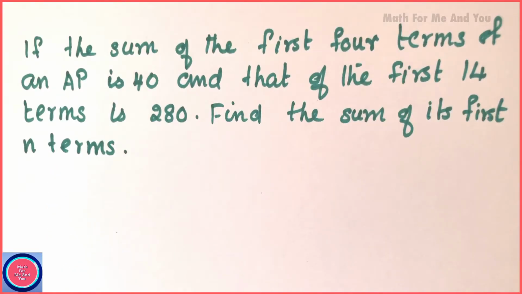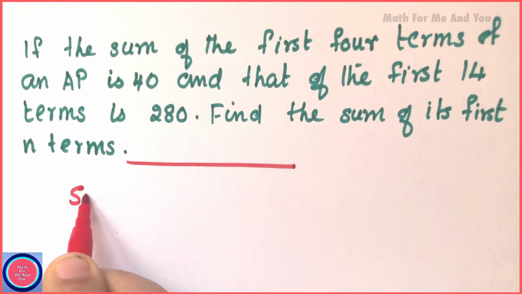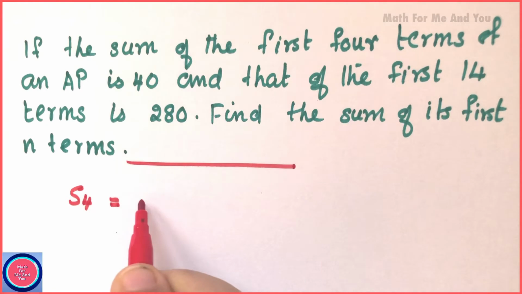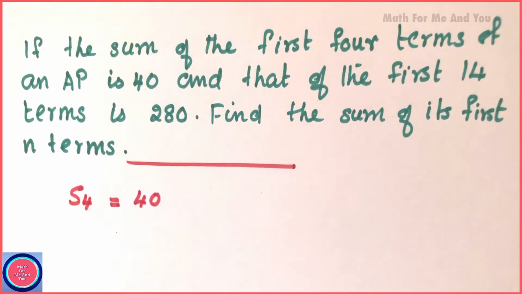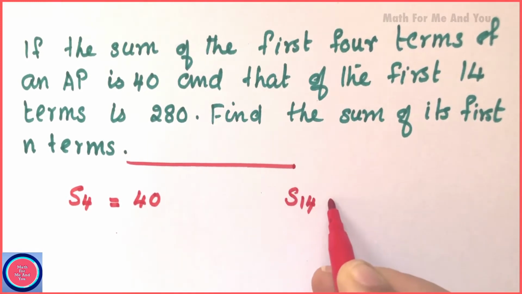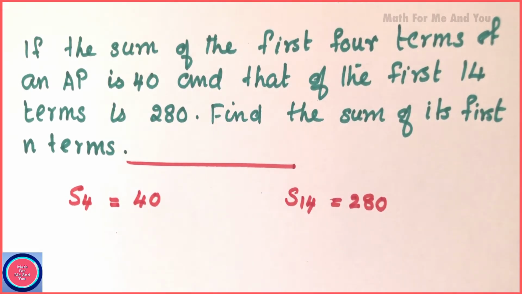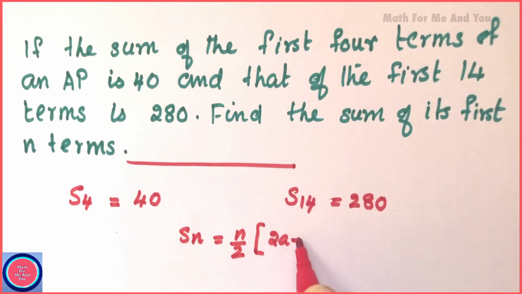Okay, next question. If the sum of the first 4 terms of an AP is 40 and that of the first 14 terms is 280, find the sum of its first n terms. In this question, it's given that the sum of the first 4 terms S4 is 40 and the sum of the first 14 terms S14 is equal to 280. We have studied the formula of Sn, or sum of n terms. Sn equals n over 2 times 2a plus n minus 1 times d.